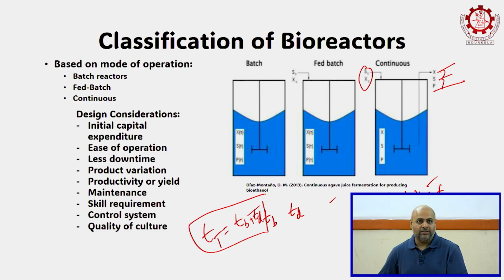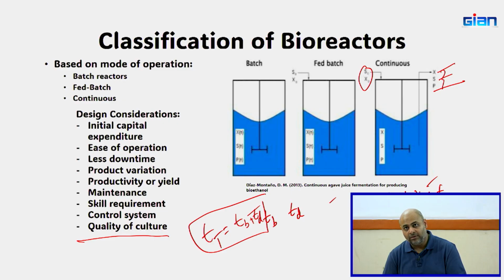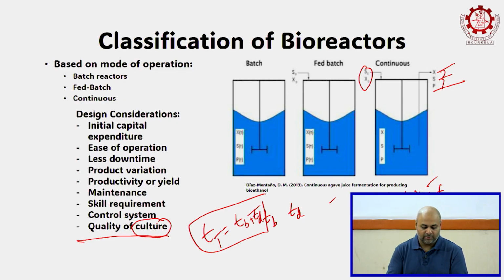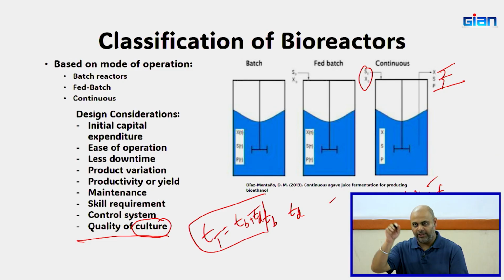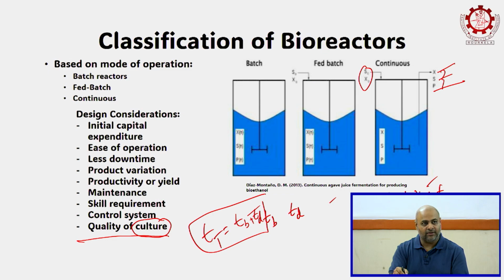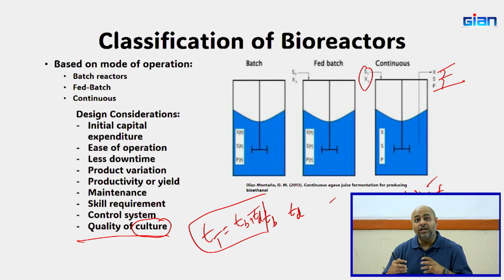Then you have the quality of the culture. The design consideration will require the quality of culture. The quality of culture matters a lot. What do I mean by the culture? If you remember when we were discussing the process to reach the reactor stage, we have to grow the cells in the lab. So we use flasks and grow them in that. But what are we trying to do? We are trying to grow the culture or the cells in a nutrient-rich environment, right?